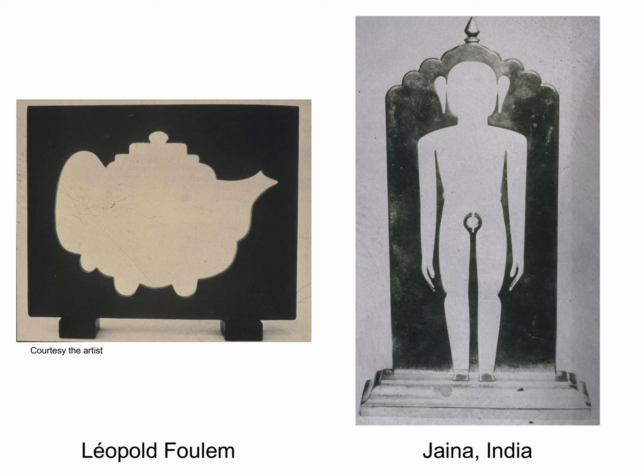We have an example of that approach to absence and emptiness in Jaina ware from India, and also in the case of Léopold Foulem from Montreal, where the outline of a teapot has been cut out of a slab so that the teapot is not there. But when we look at this image, I guess what we see is a teapot nonetheless, despite the fact that there are no teapots.